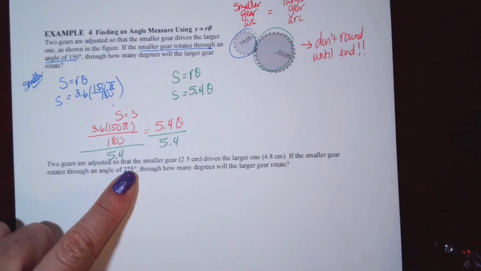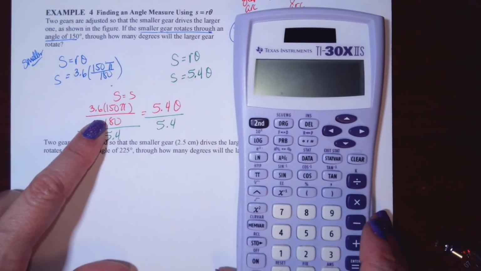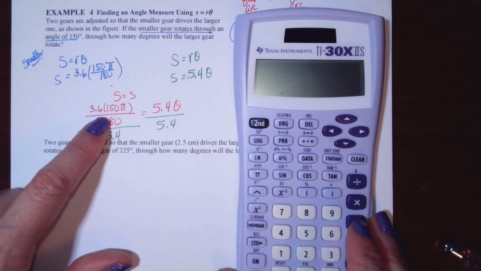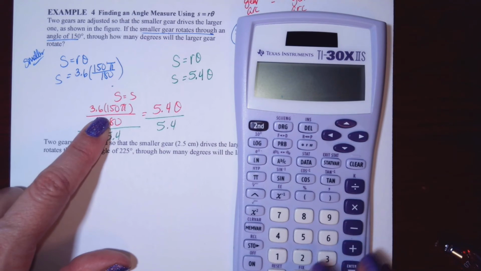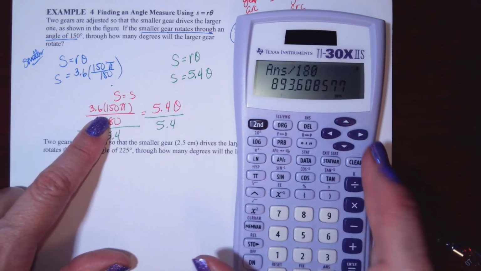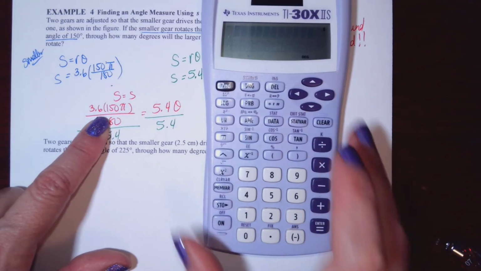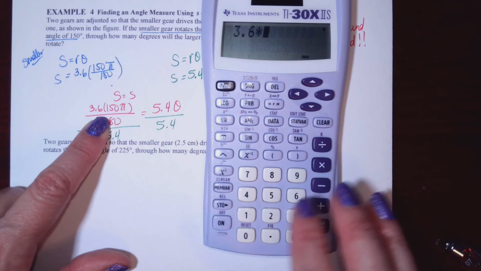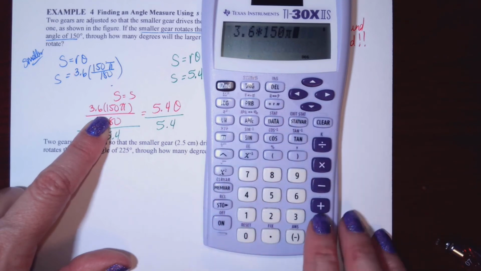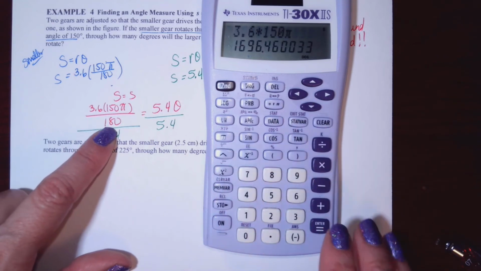So let's see what happens as we go through and do this. Let's start with the information we got from the smaller gear. We have a radius of 3.6 multiplied by 150 pi, and then we divide that out by 180.